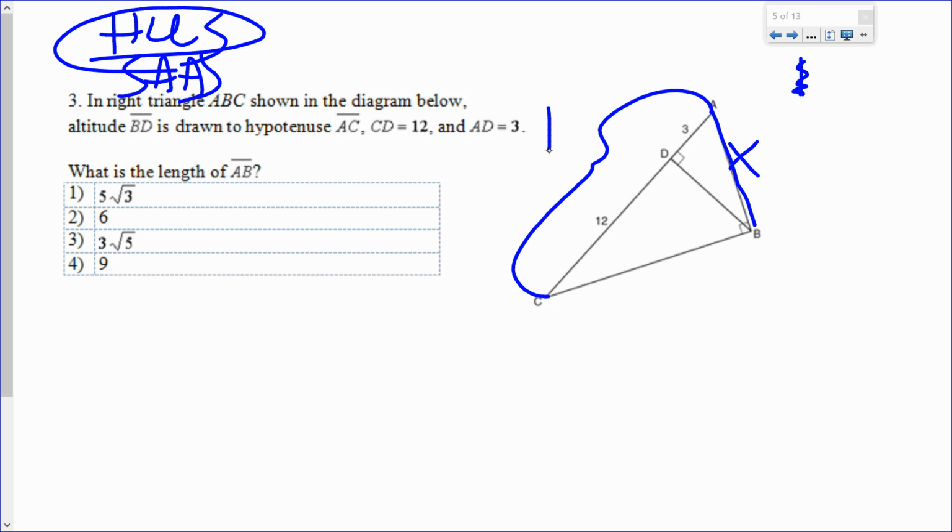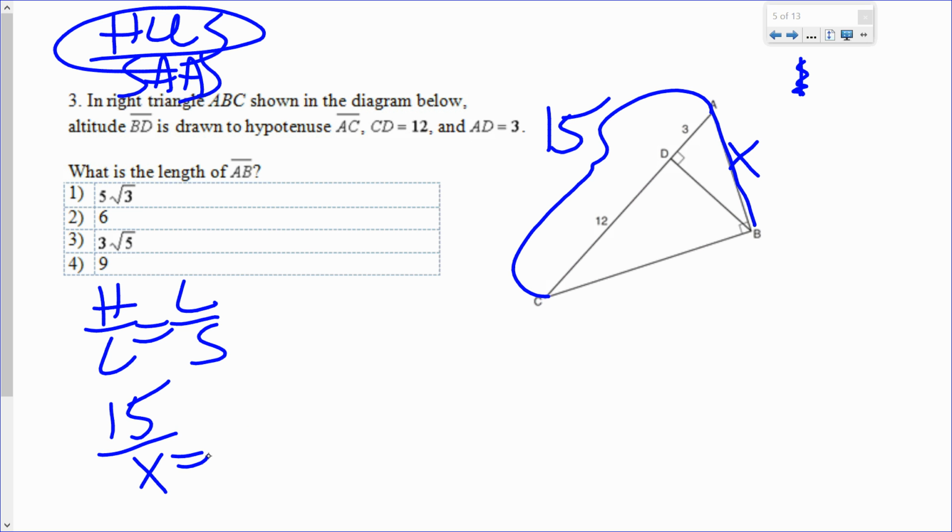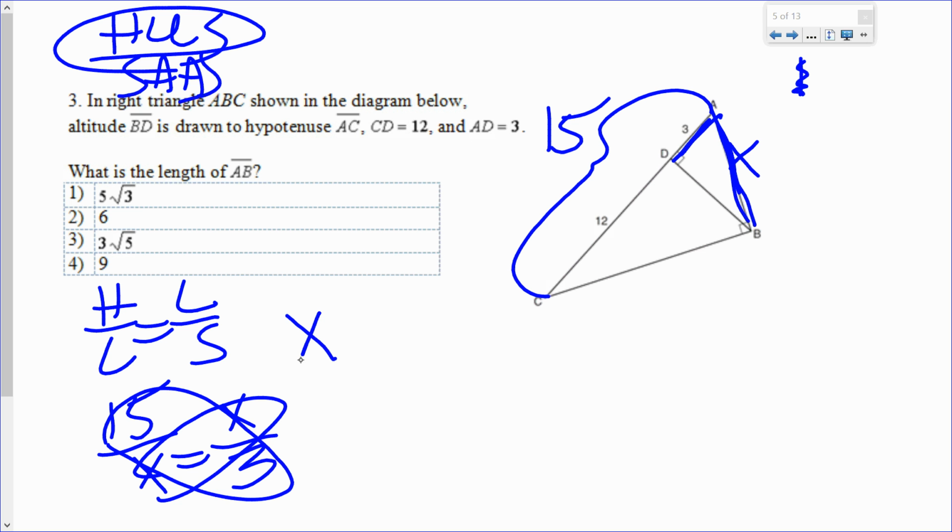If I'm using HLLS, I'm going to need to add those together to find H. So H over L equals L over S. 15 is H, L is X, L is X, S. If I'm using this leg, I'm using this seg. Cross multiply and solve. X squared equals 45. Square root, square root.